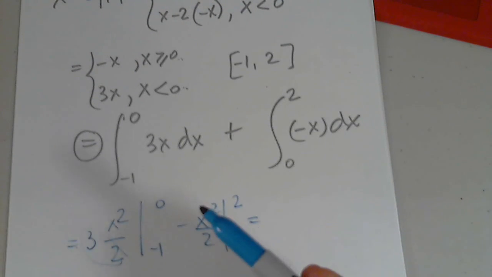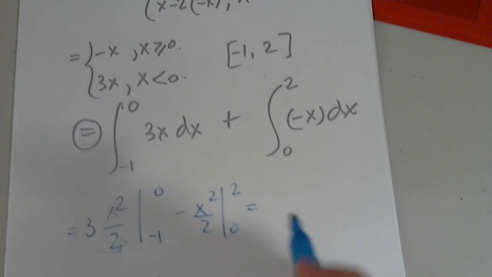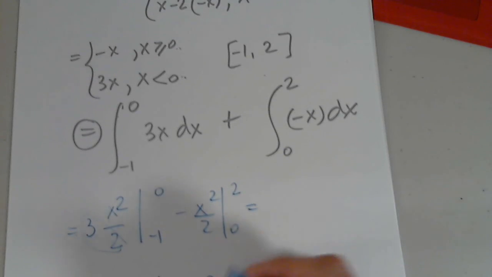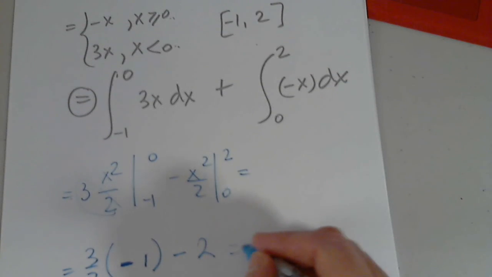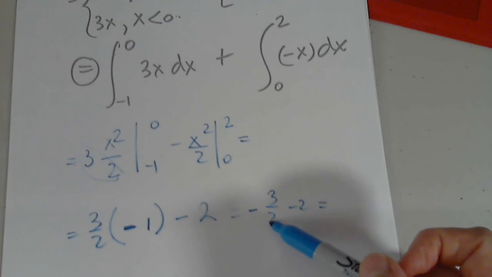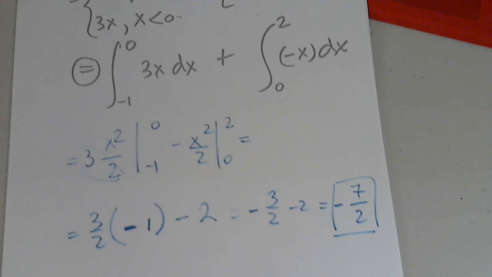Negative 1 is squared, so it's 1, but I have minus in the formula from the fundamental theorem of calculus. So now here minus, I plug in 2, it's 4 over 2, which is 2, but minus when I plug in 0, it will be 0. So this is negative 3/2 and minus 2. The least common denominator is 2, so minus 7 over 2. Any questions?